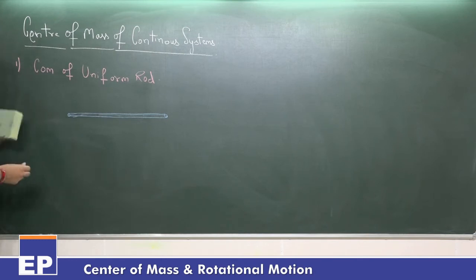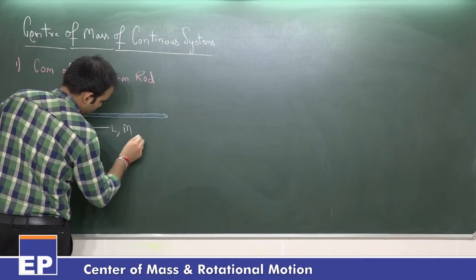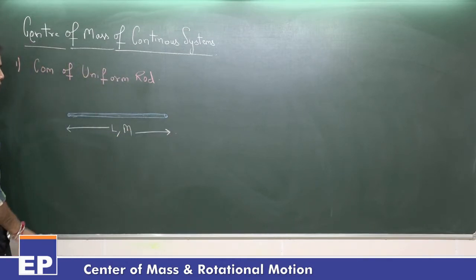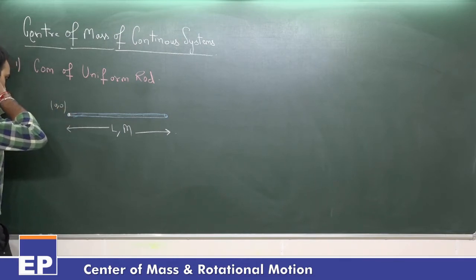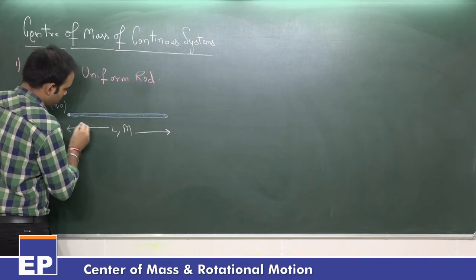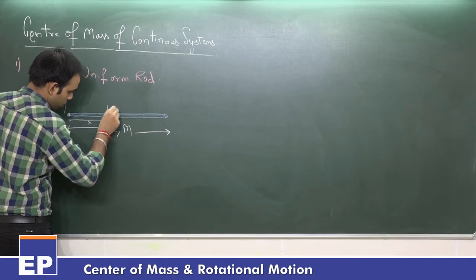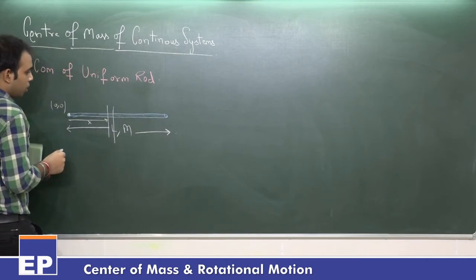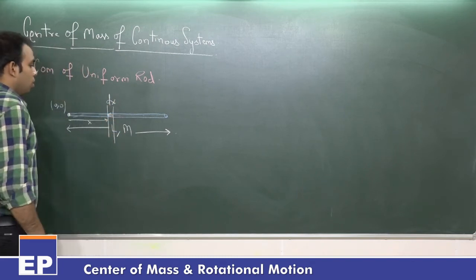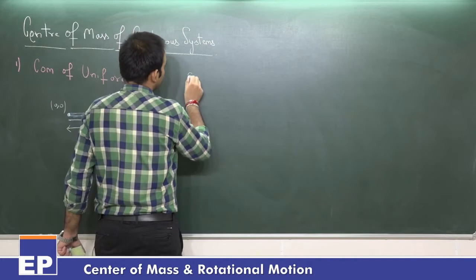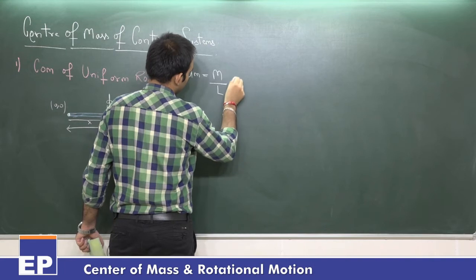Right. Let's suppose it has a length L and its mass is m. Let's suppose this is the coordinate 0, 0. And by moving x distance from there, cut the dx. For dx, the dm is m by L into dx.